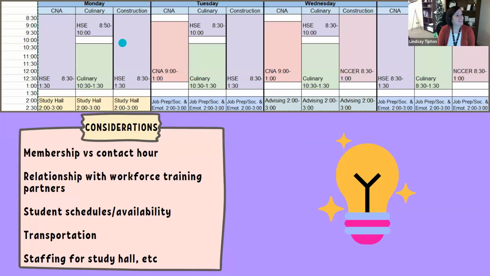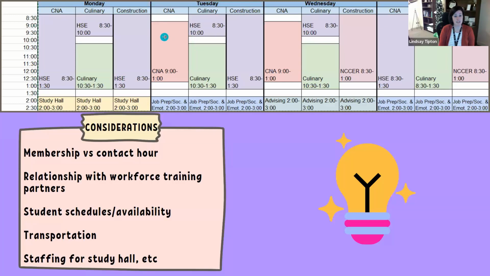But this is where one of the struggles we had is that we could not do this with a membership class, because as you can see, students were coming and going a lot. So Anita had to be really flexible, because on Mondays, she would have the CNA students in there all day. Her culinary students would come in at 8:30, but they would leave at 10 and go off to their culinary class. And the construction students were there the whole time. So there was a sign-in sheet, and they all signed in when they came and when they left.